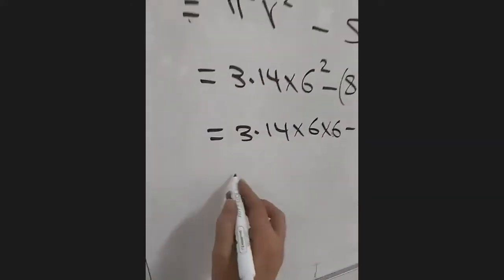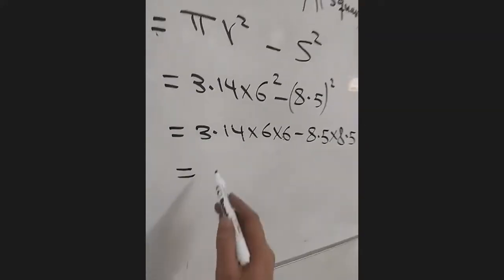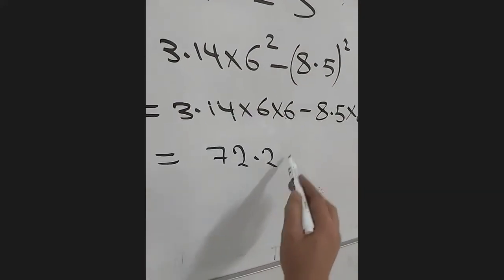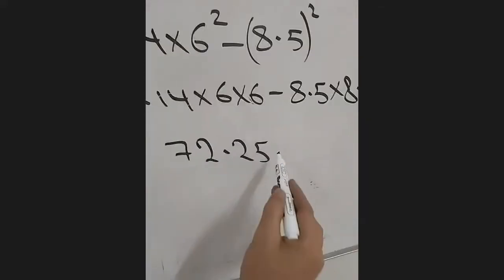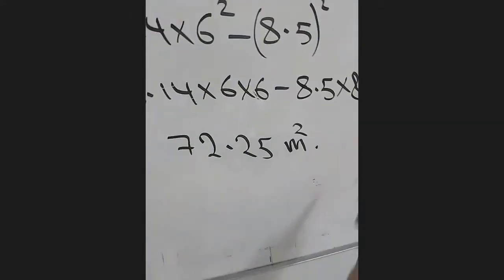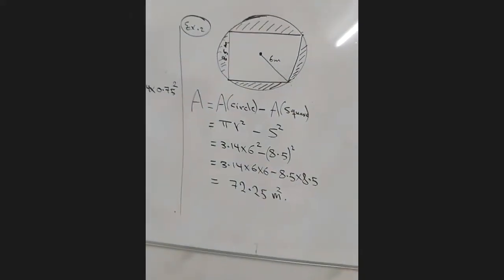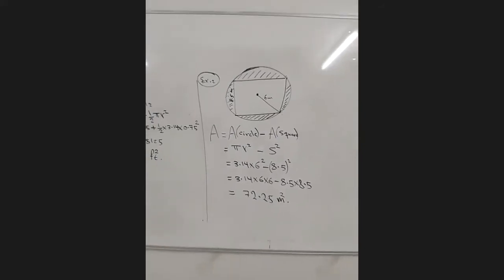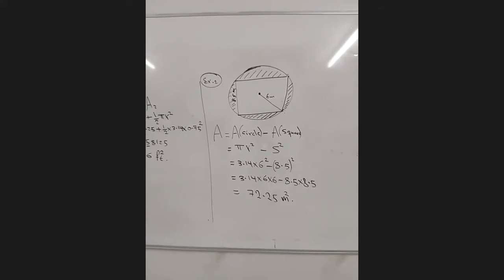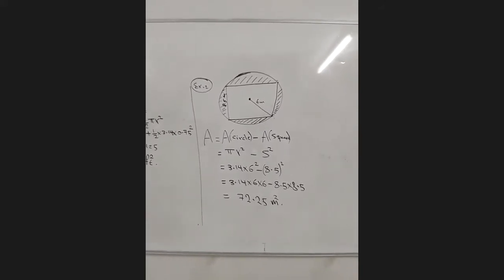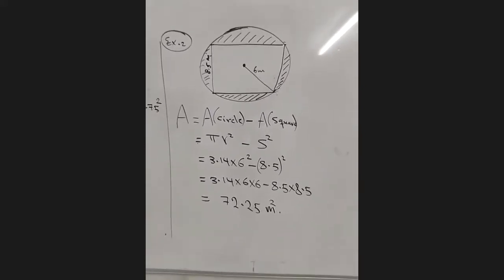Now, using your calculator in 1 click, the answer will be 72.25. The unit is the same unit of the given dimensions, meter, but squared, because we are finding area. This is example 2. Do you understand it? Yes. Good. Thank you. This is example 2, guys, in details.